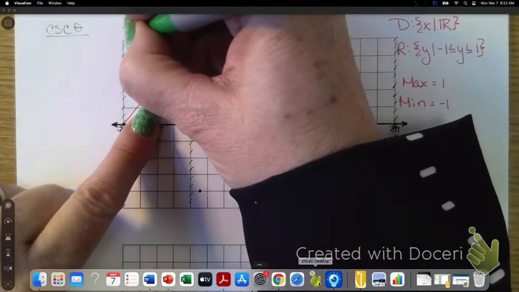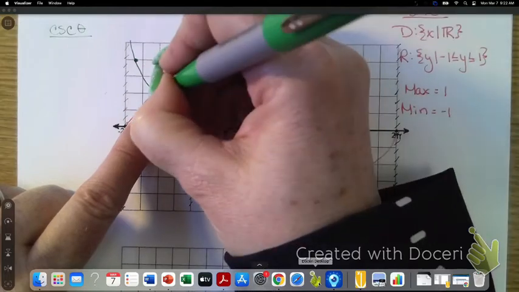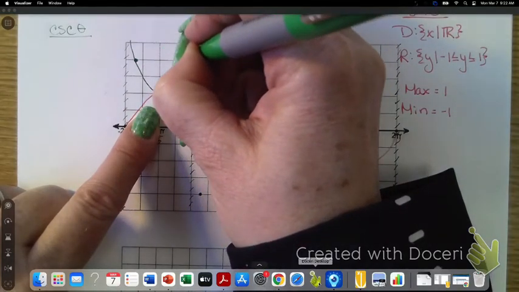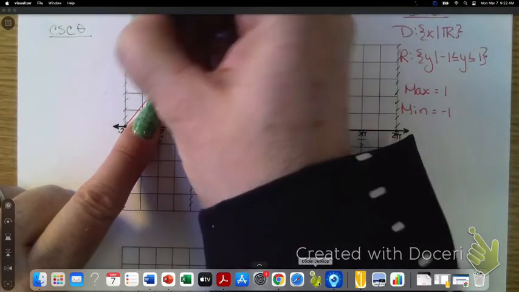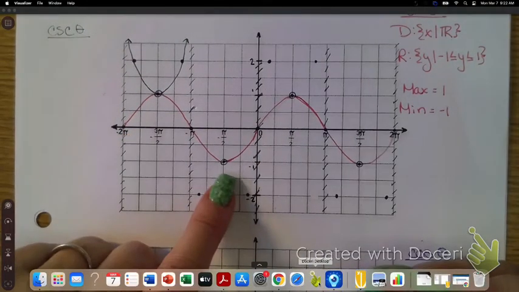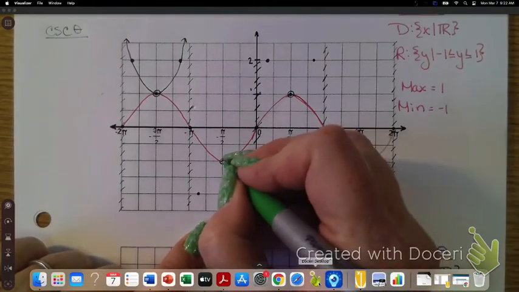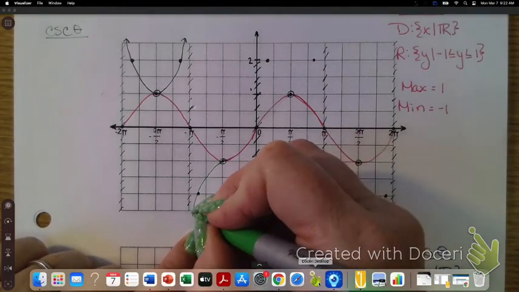Is it going to ever touch the asymptotes? No. It's going to get close to them, but never touch them. What's it going to do in the next one, from negative pi to 0? It's going to go where? Down.